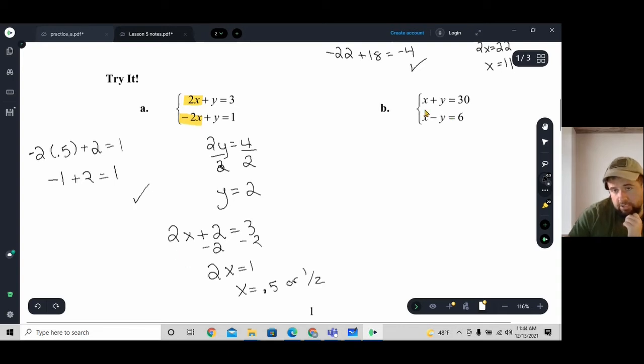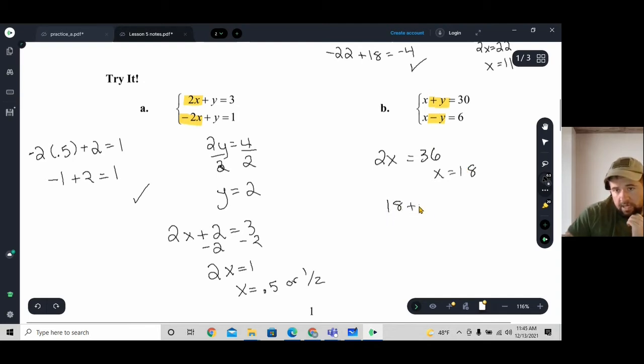And last but not least, I'm going to look at B. When I look at B, I see this. Positive y, negative y. These two things cancel. X plus x, 2x. 30 plus 6, 36. So 2x equals 36. X equals 18. I'm going to take this and plug it in.